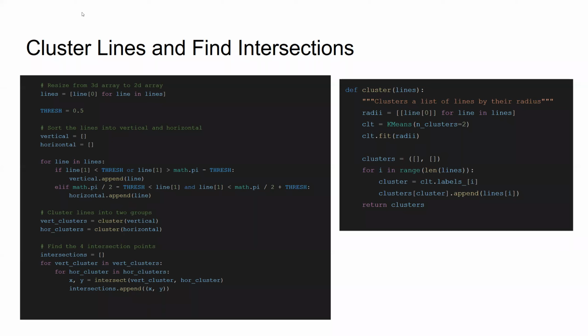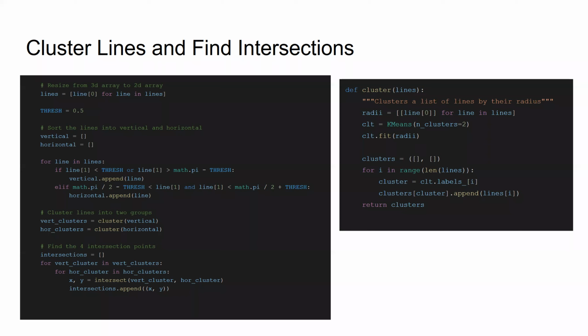And so what we do here is sort the lines into vertical and horizontal, and we can do that just based on the theta value. The theta just ranges from 0 to pi. So we can look for lines that are close to 0 or close to pi and put those in our vertical list. And then we also look for lines that are close to pi over 2, which would be our horizontal lines.